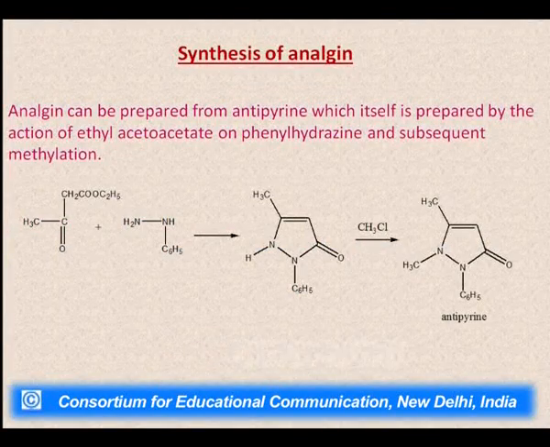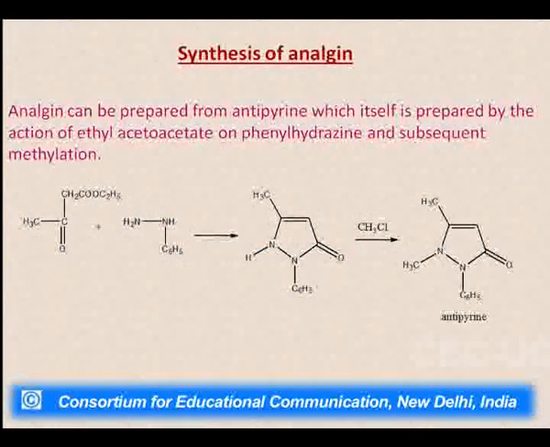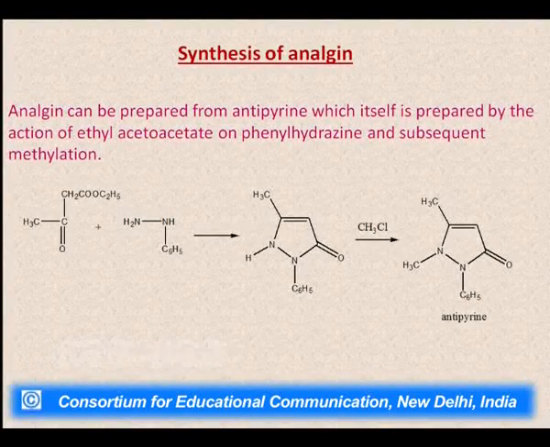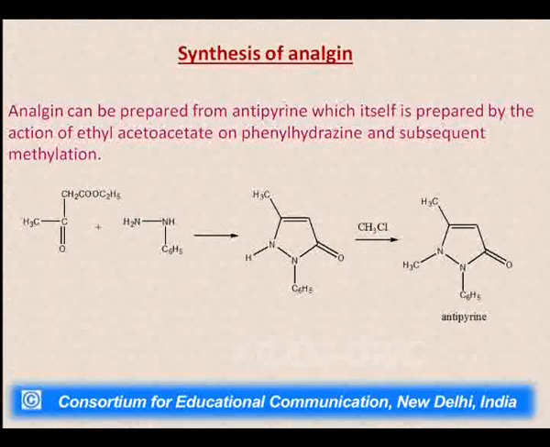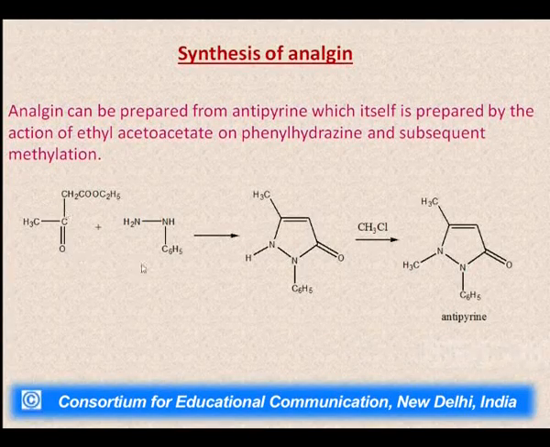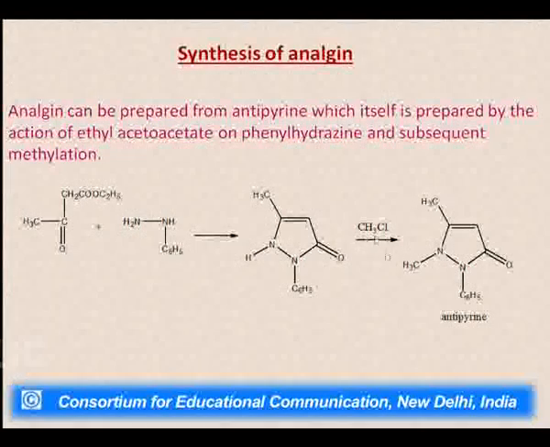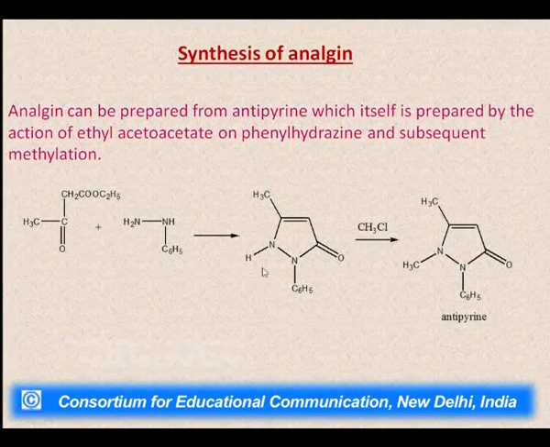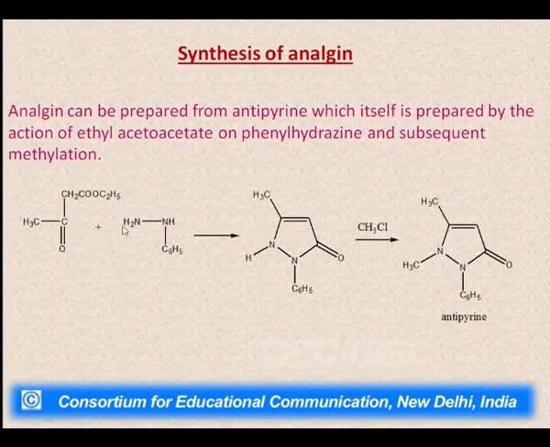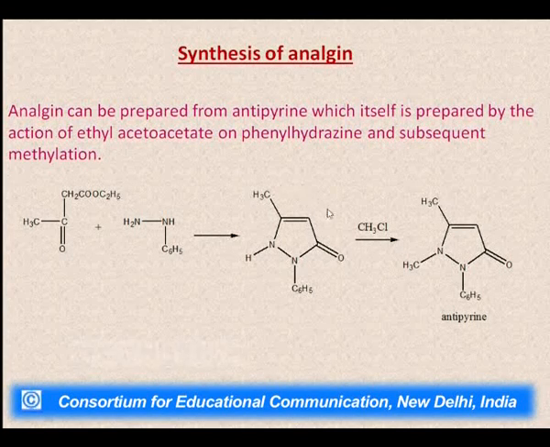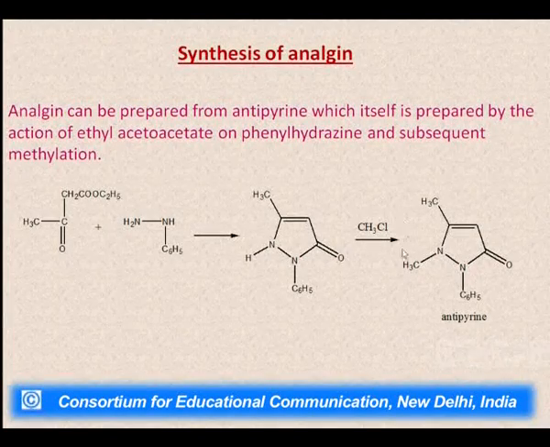Then comes the synthesis of Analgen. Analgen can be prepared from antipyrine, which itself is prepared by the action of ethyl acetoacetate on phenylhydrazine and the subsequent methylation of the adduct product. These two ingredients first make a cyclized product, which is then acetylated and methylated to give us the antipyrine.